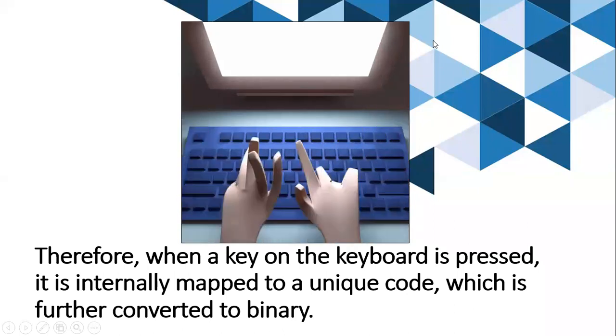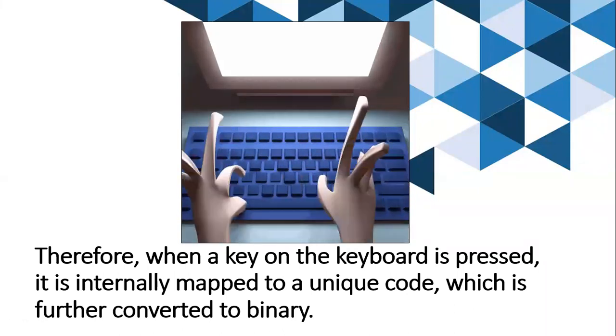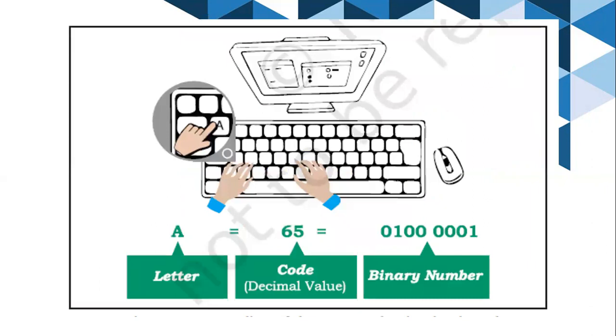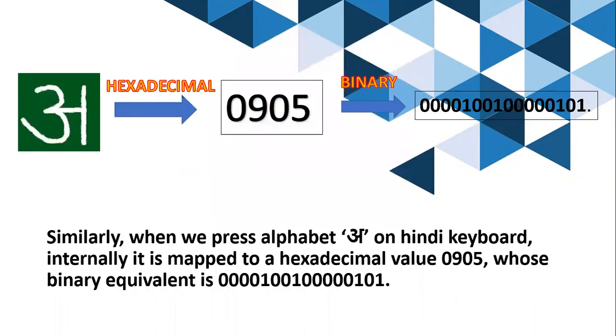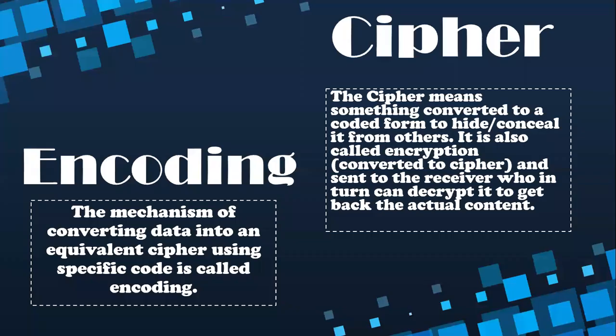We know when a key is pressed on the keyboard, it is mapped to a unique code, which is further converted into binary code. So there's a letter which has a decimal value, and that decimal value has a binary number attached to it. This is what you all already know. For example, the hexadecimal value is 0905. This is the binary equivalent. You all have learned the meaning of encoding and cipher.